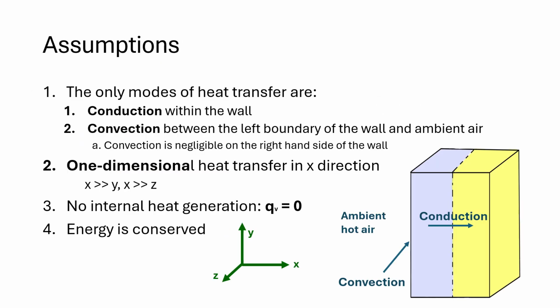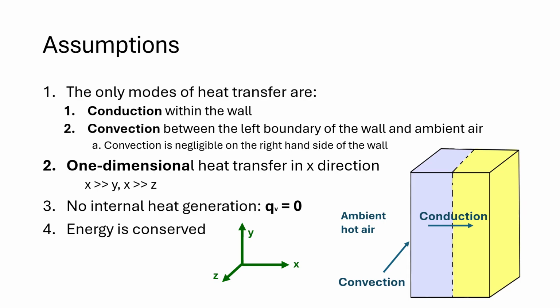The assumption is that convection on the left boundary and conduction within the wall are the only modes of heat transfer in the system, because the right boundary of the wall has negligible convection since the ambient air is only exposed to the left boundary of the wall. Next, this problem uses one-dimensional heat transfer in the x direction, since the height of the wall is much larger than the wall's thickness or width.